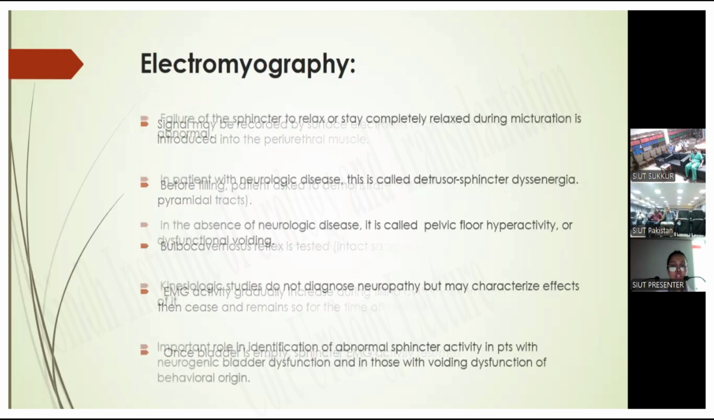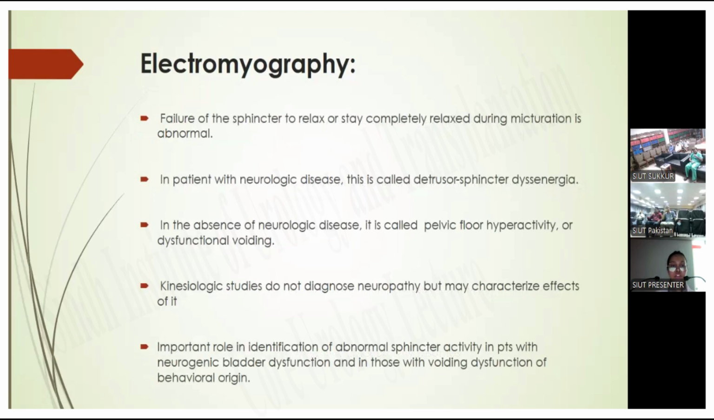The failure of a sphincter to relax during micturition is abnormal. In patients with neurological disease, this is called detrusor sphincter dyssynergia. In the absence of neurological disease, it is called pelvic floor hyperactivity or dysfunctional voiding. Kinesiological studies do not diagnose neuropathy but may characterize the effects of it. EMG has an important role in identification of abnormal sphincter activity in patients with neurogenic bladder dysfunction and in those with voiding dysfunction of behavioral origin.